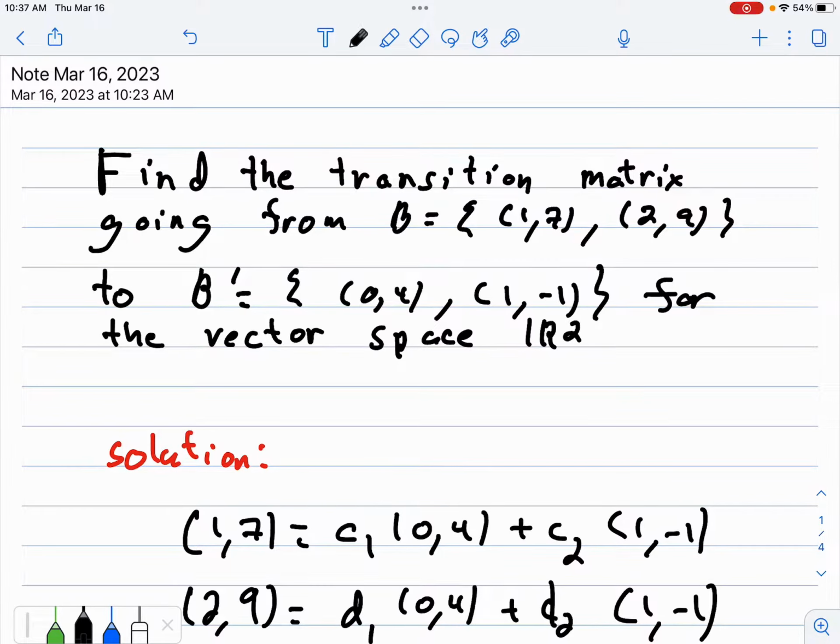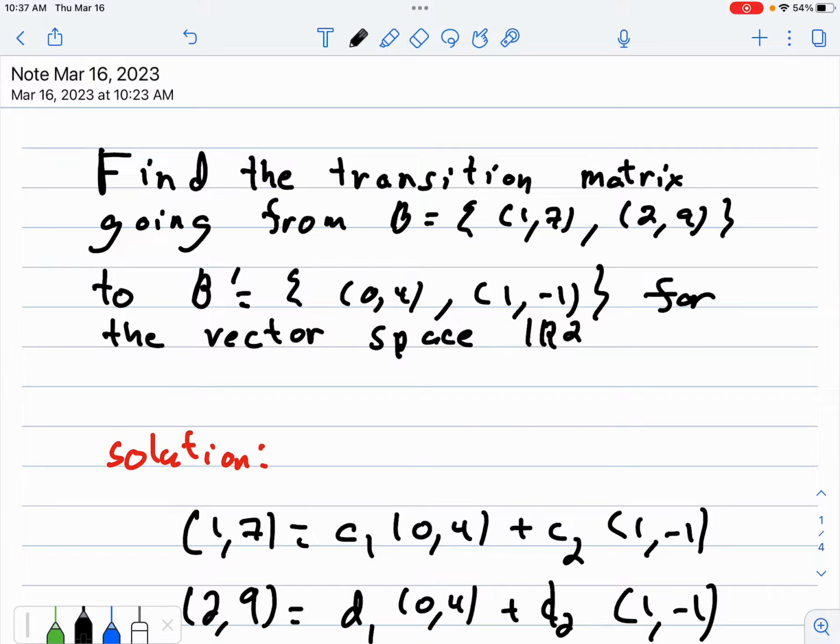Okay, so today we'll be looking at the following problem. Find the transition matrix going from the basis B, (1, 7), (2, 9), to the basis B prime, (0, 4), (1, -1), for the vector space R2.